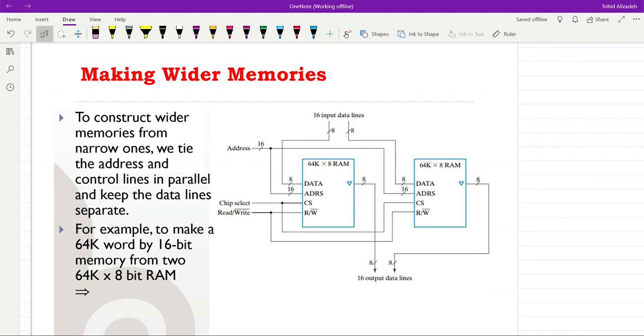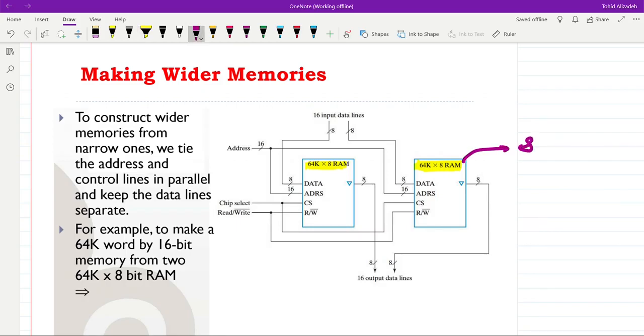If we want to increase the width of our memory using the smaller memory ICs, we will do it in this way. So you can see here in this example that we are using two 64K by 8 RAM ICs. So 64K by 8 RAM. It means that each one of them has words of the size 8 bits.